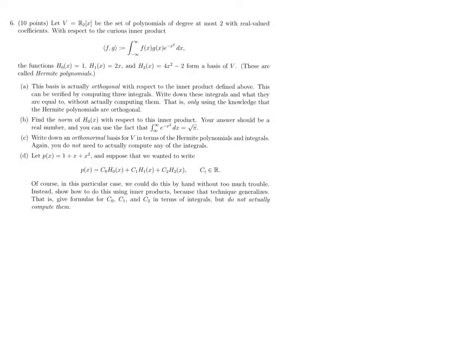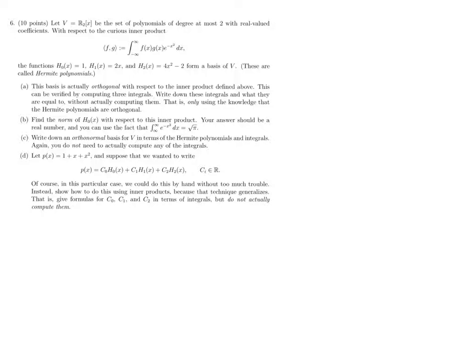So we have a vector space of dimension 3. The polynomials of degree at most 2. And I define an inner product. We are going to see that inner product actually next week in class. And I'm telling you that these functions form a basis. And they're called Hermite polynomials. So again, we're going to see these, they come up in physics. So this basis is actually orthogonal with respect to this inner product above. And this can be verified by computing 3 integrals.